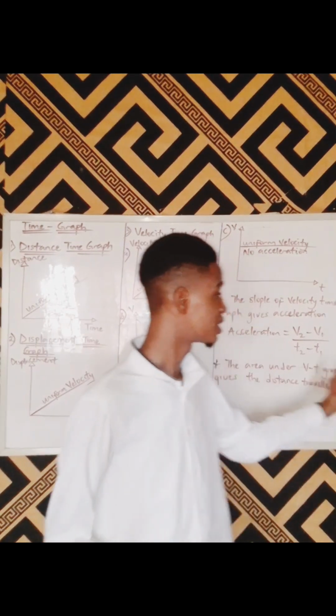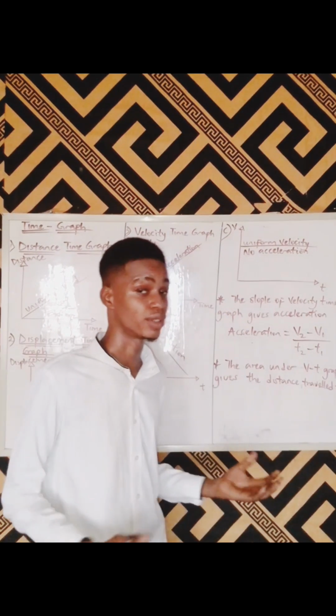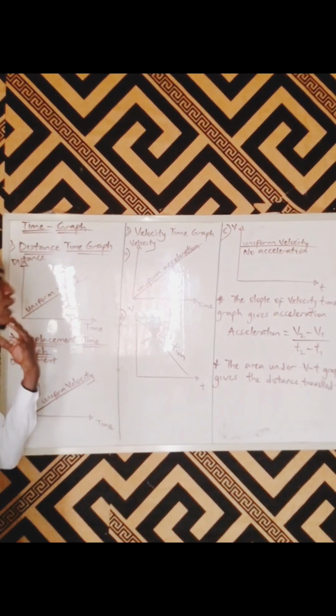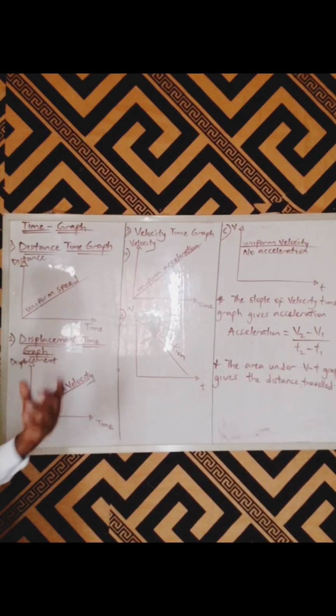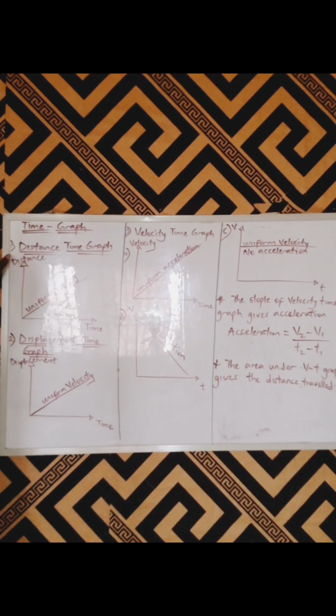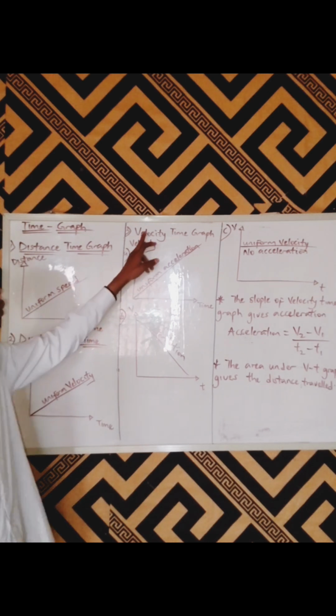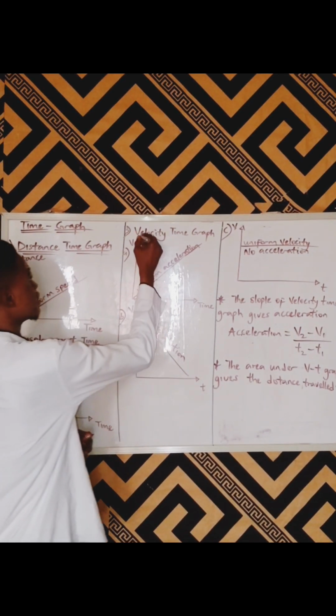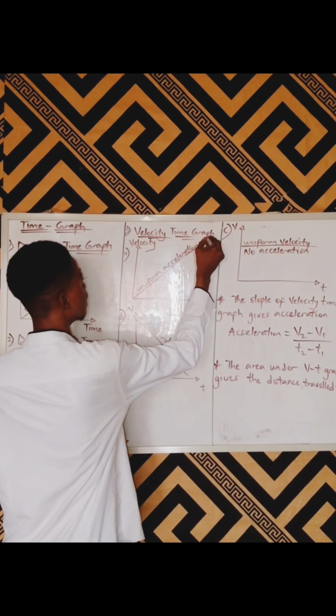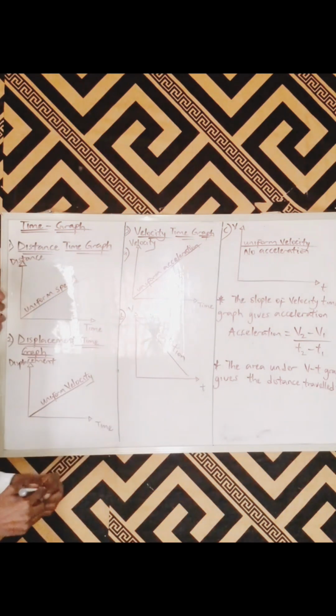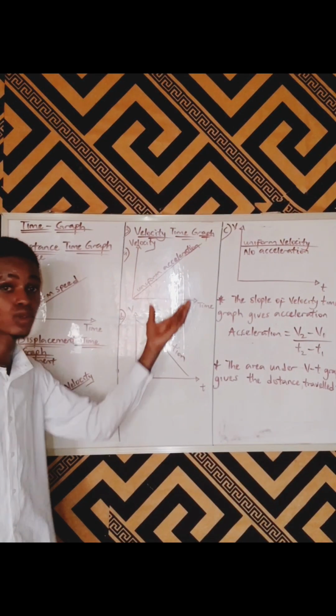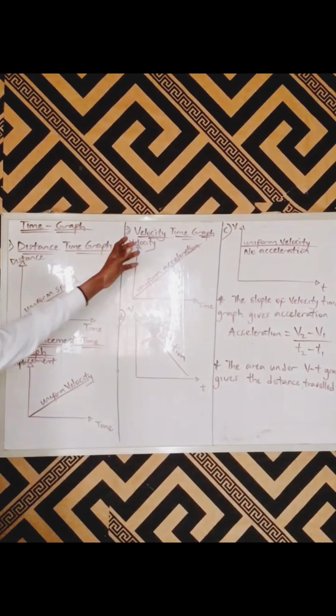Pay attention. This is just the beginning. I'm going to explain it briefly, so pay attention. In time graphs, we have three main types: the distance-time graph, the displacement-time graph, and the velocity-time graph. The velocity-time graph is the most important because this is where examiners focus on during exams.